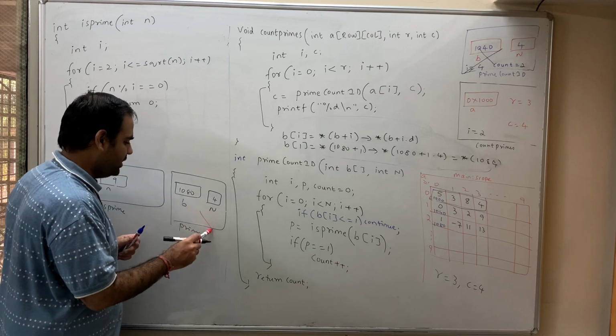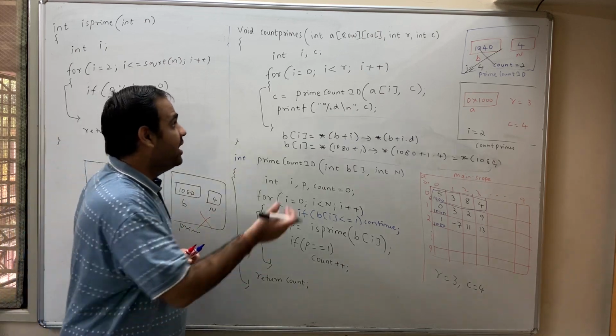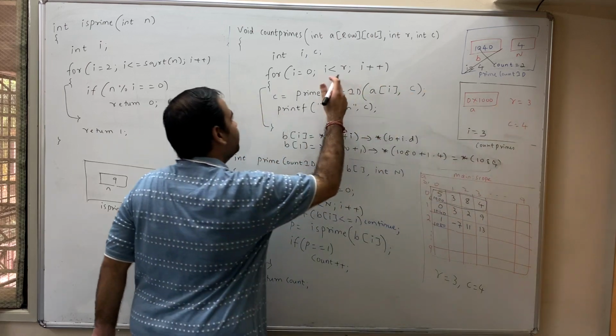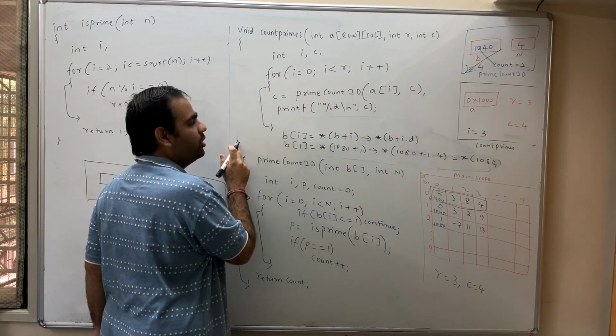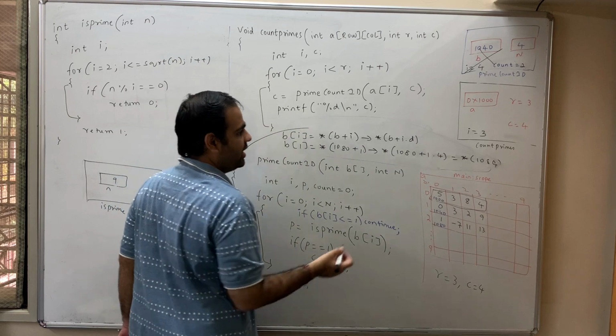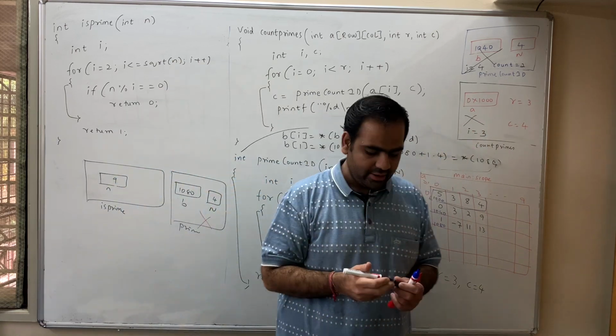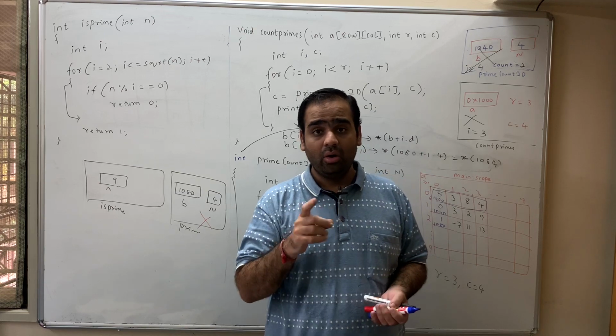As soon as you return, the scope gets deactivated. i plus plus, the value of i becomes 3. 3 less than 3, the condition is false. You come out, the closing bracket of the function is again taken as return. The scope dies. You come back to main and you see that the prime numbers are printed for each row.